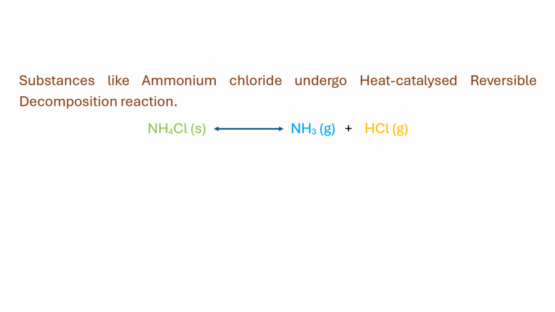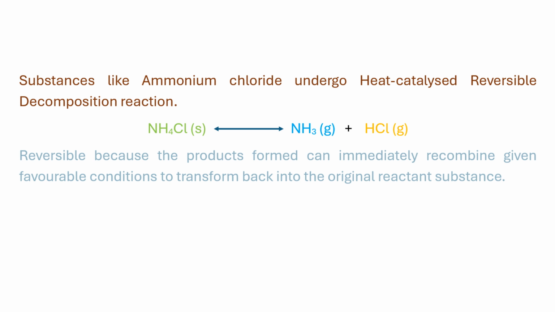However, an interesting aspect of the thermal decomposition of ammonium chloride is that it is a reversible reaction. When heated, ammonium chloride is in equilibrium with ammonia and hydrogen chloride. When these two breakdown products reach a cooler region of the reaction vessel, they quickly recombine to form solid ammonium chloride. So the reversible decomposition reaction of ammonium chloride can be considered as a decomposition reaction coupled with a combination reaction.